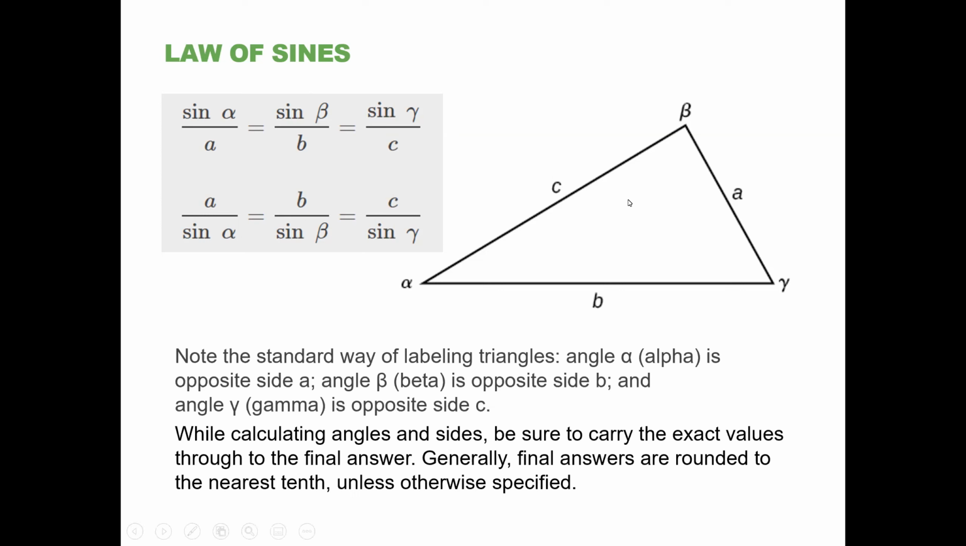Now, notice how the sides and the angles of the triangle are labeled. That's important. Side A is always across from angle alpha. Side B is always across from angle beta. And side C is always across from angle gamma. Only then do these ratios work, if we label our angles and sides in this manner.